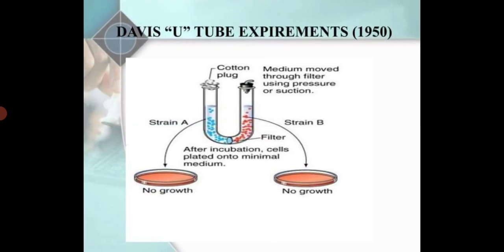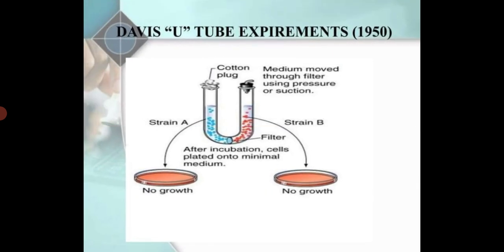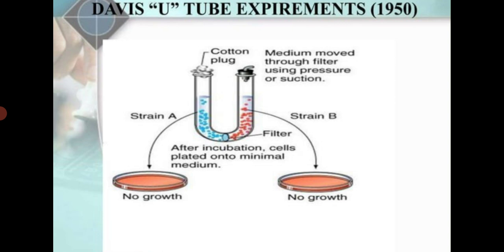For this, the scientist Bernard Davis in 1950 carried out one experiment and showed that there is a need of physical contact for conjugation. Davis placed each strain in one of the two arms of a U tube, or Davis tube, separated by a fritted glass filter. Prototrophs were not observed in either of the two arms of the tube, and later he concluded that for conjugation there should be a physical contact.